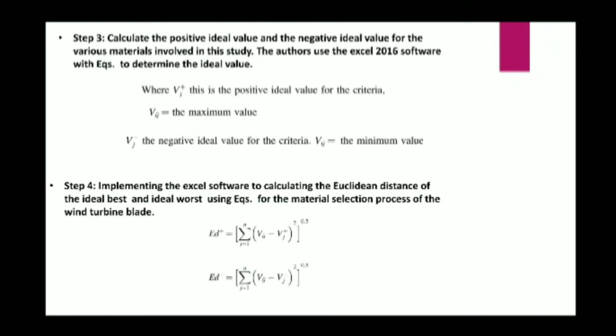The equation of ED positive is equal to the summation over j equals 1 to n of (vij minus V positive j) whole squared, to the whole power of 0.5. For the negative, ED negative is equal to the summation over j equals 1 to n of (vij minus V negative j) whole squared, to the power of 0.5.